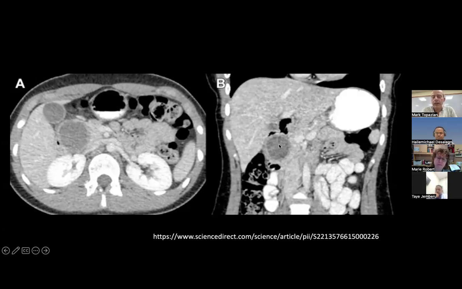And the pancreas appeared otherwise normal. There was no dilation of the pancreatic duct. There was no biliary obstruction.